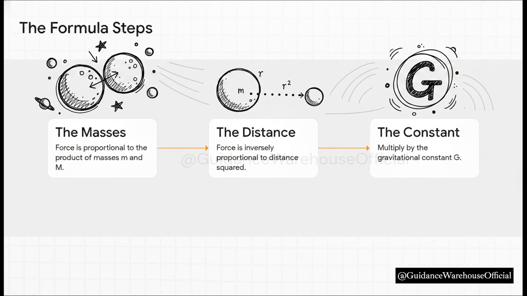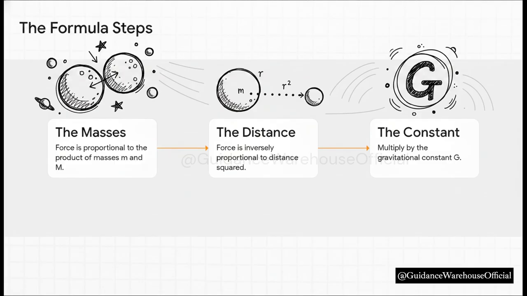Step 1, let's look at the top of that fraction. The force is directly proportional to the product of the two masses involved. We call those lowercase m and uppercase M. Basically, the more massive the objects, the stronger the pull. Step 2, check out the bottom. The force is inversely proportional to the square of the distance between their centers of mass. That's our r squared. This just means that as objects get further apart, the gravitational force drops off dramatically.